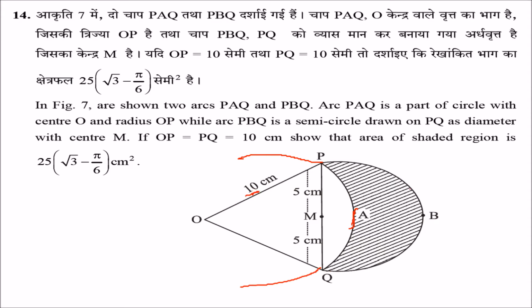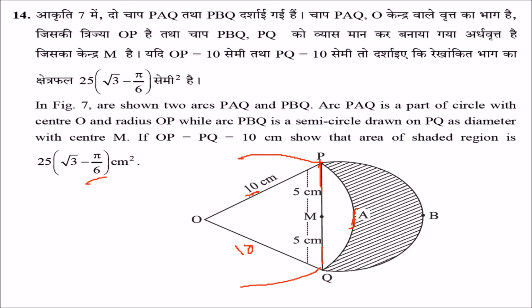PBQ is the semicircle on PQ as a diameter with center M. If OP and PQ are 10 centimeter, show that the area of the shaded region is this much. So how do we find out the shaded region?